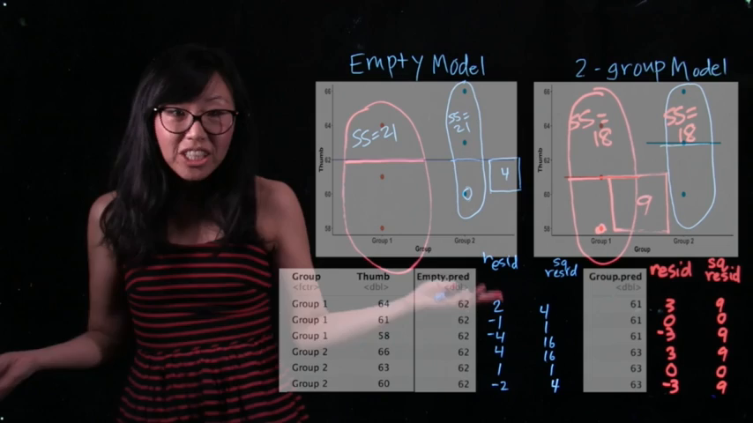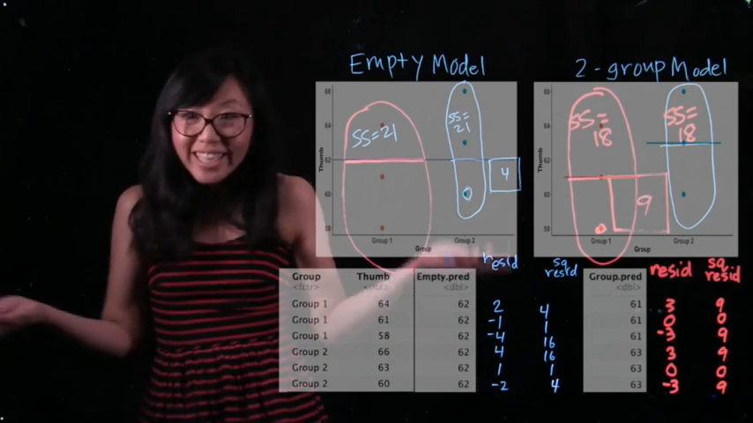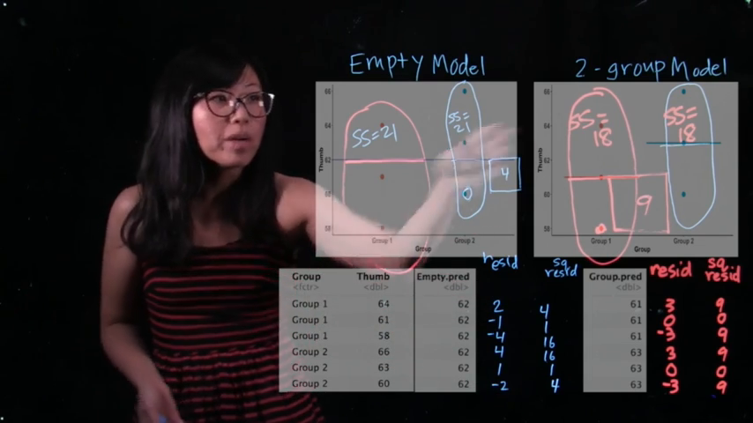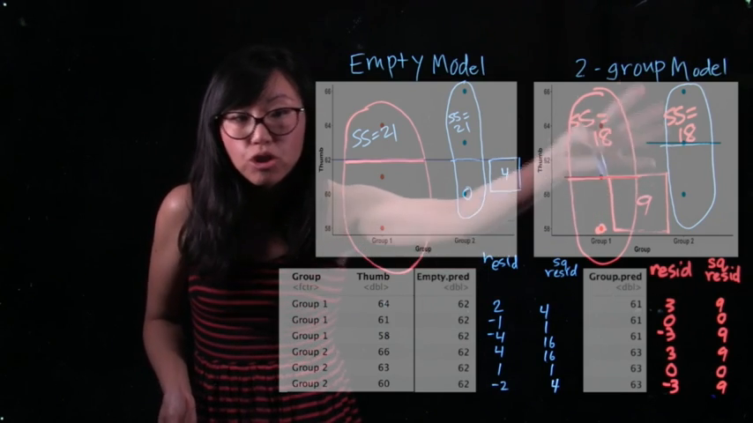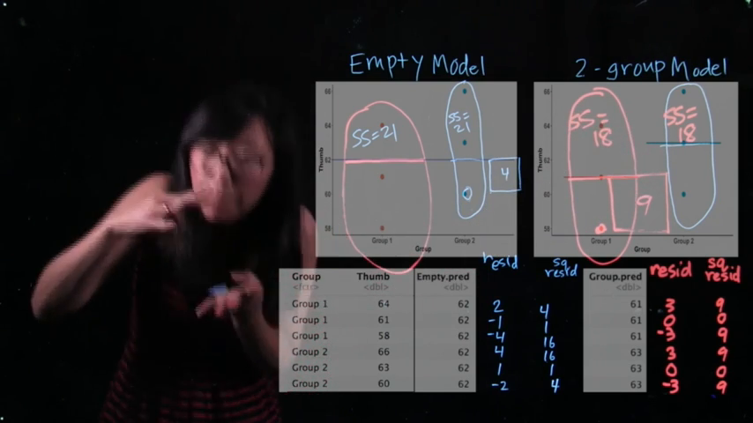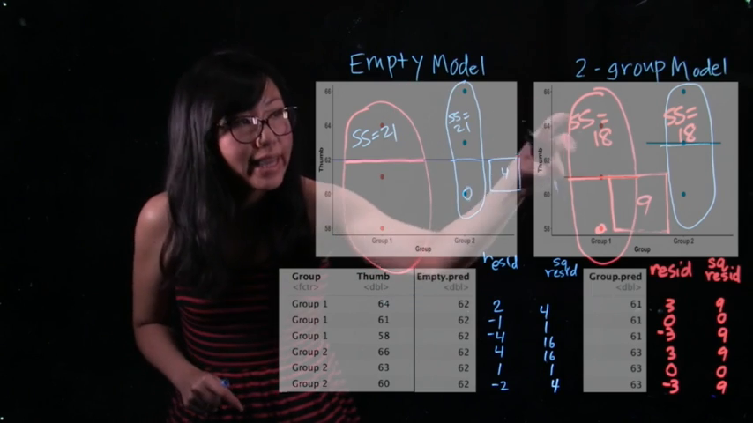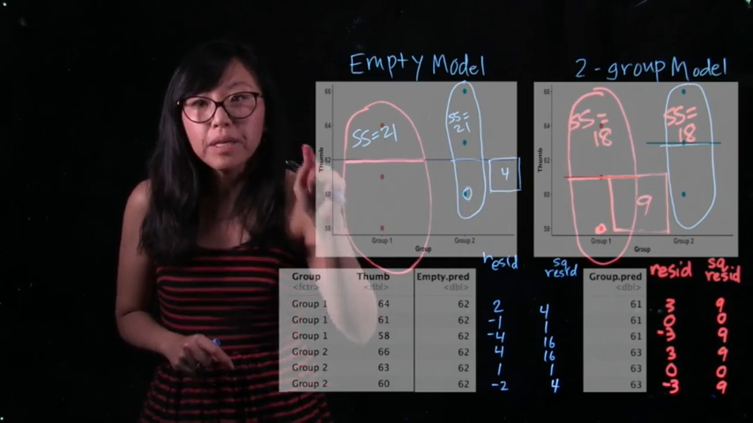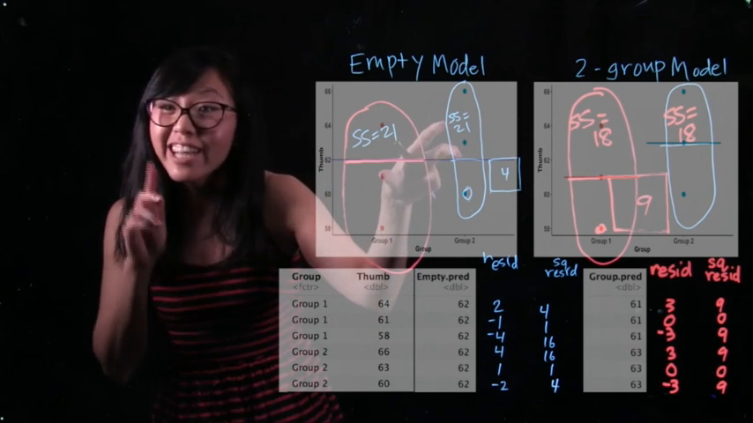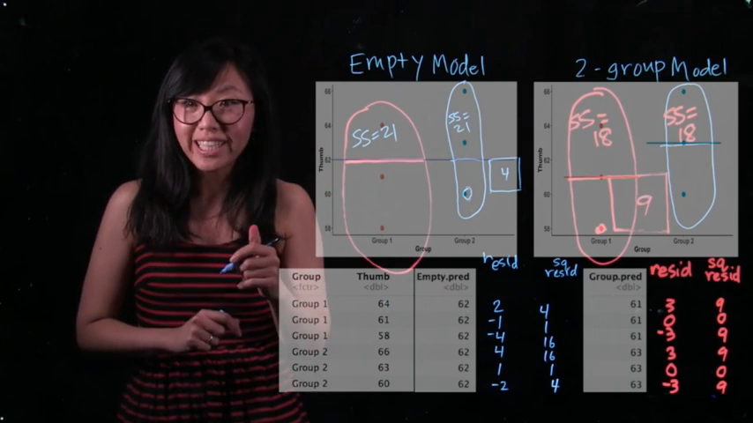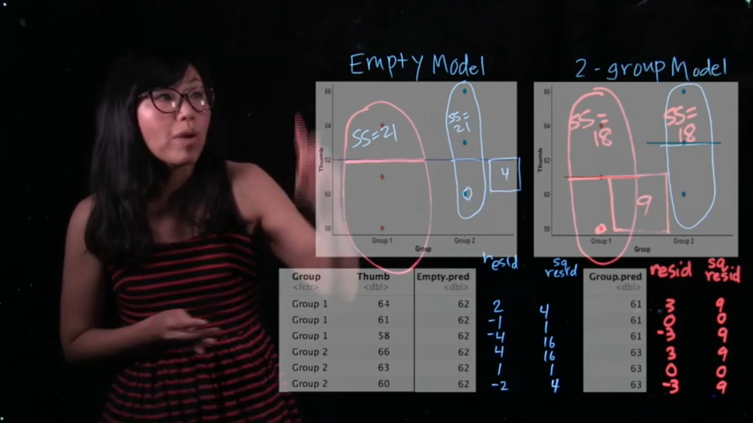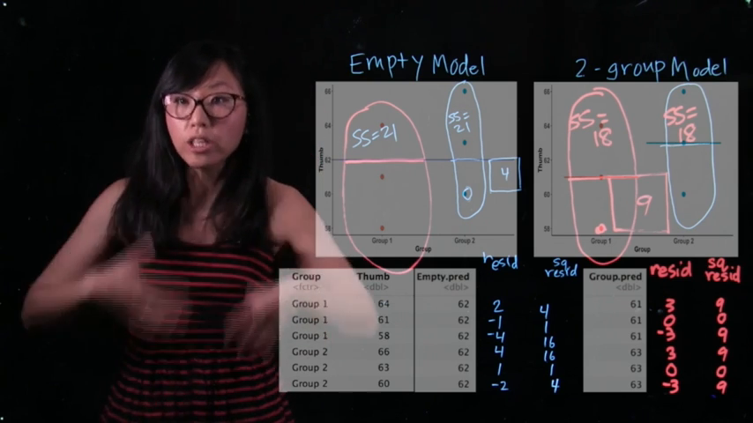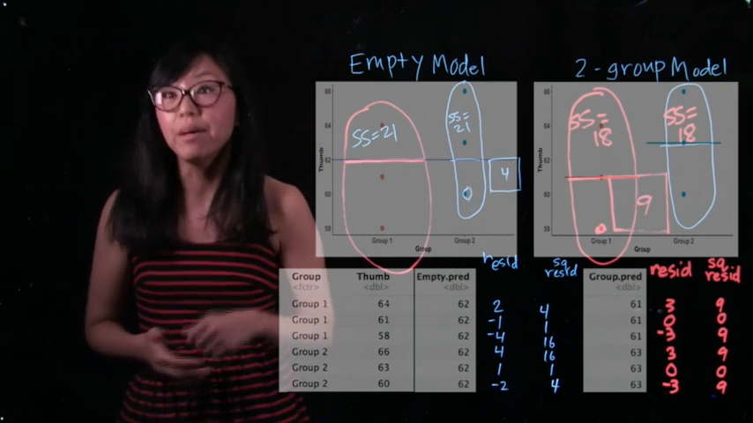And so that's actually true no matter what the means actually are. Whatever the means are for these two groups, that mean is going to minimize that sum of squares. And those minimized sums of squares added together are going to be smaller than these not minimized sums of squares. And that's going to be a real key in why the two-group model has a smaller leftover sum of squares than the empty model does.